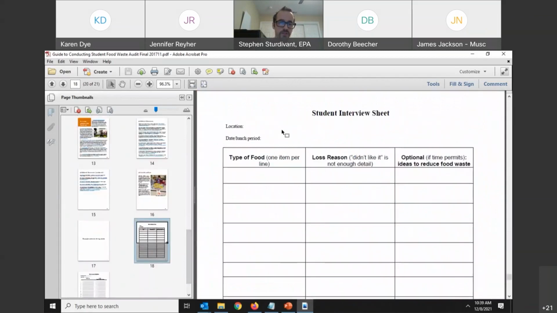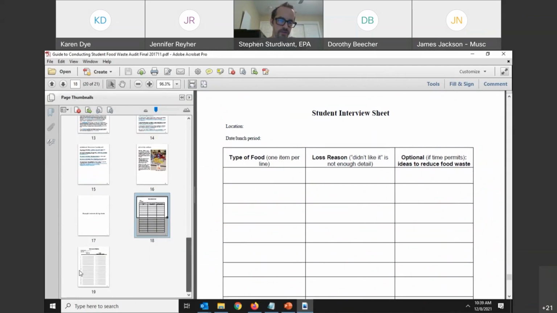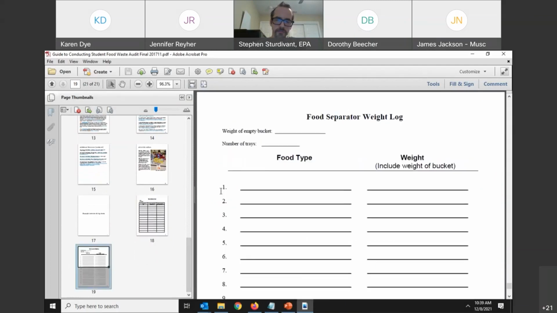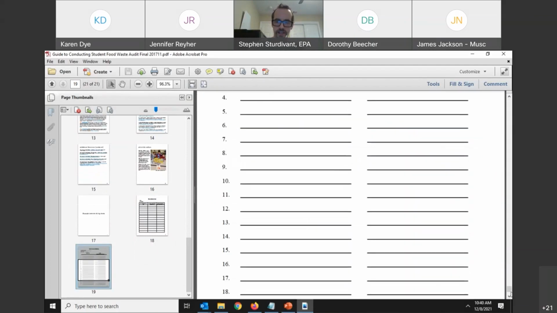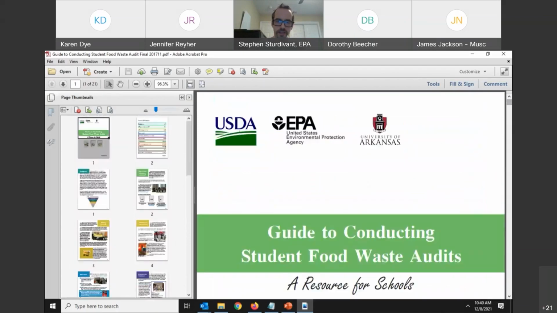At the bottom, this is an example of an interview sheet. The interviewer will have this on their clipboard: type of food, reason for loss, and an extra column for other ideas, to try to get feedback from the students. And then this is where you log in the weight of the buckets. That's the end of the guide. Super easy, right? This guide is available online, and I can also email it to you.